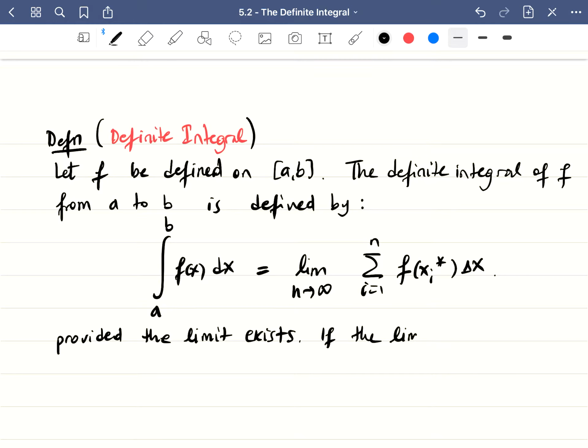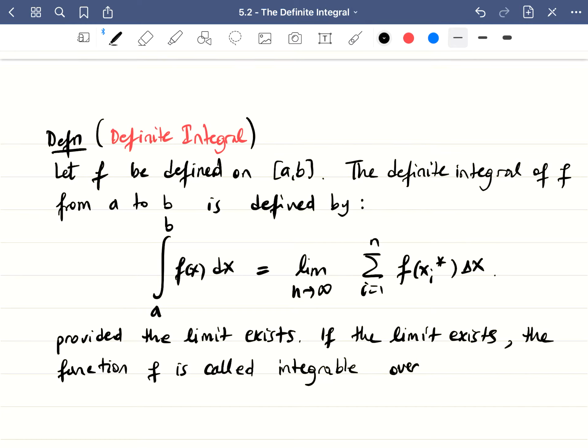So if the limit exists, the function f is called integrable over the interval a comma b. Alright, so the important terminology here is the definite integral of f from a to b and integrable.